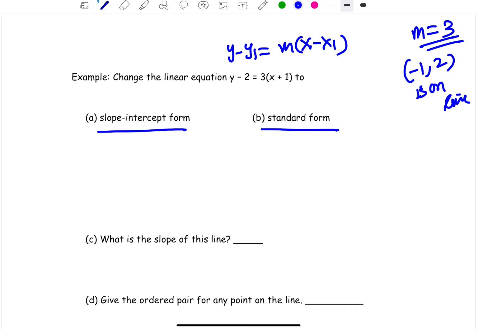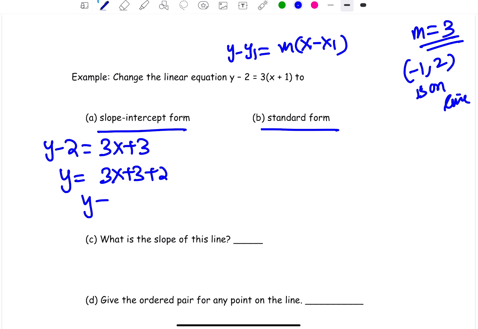So let's go ahead and change it to slope intercept form. To get the slope intercept form, we need to isolate the y on one side. So we are left with 3x plus 3 plus 2. Y is equal to 3x plus 5. Okay, and that's our equation of the line. Y is equal to 3x plus 5 is the slope intercept form of this line.